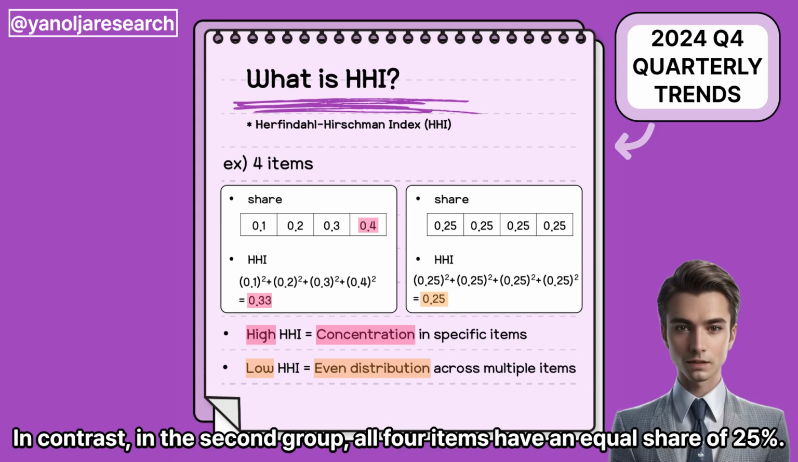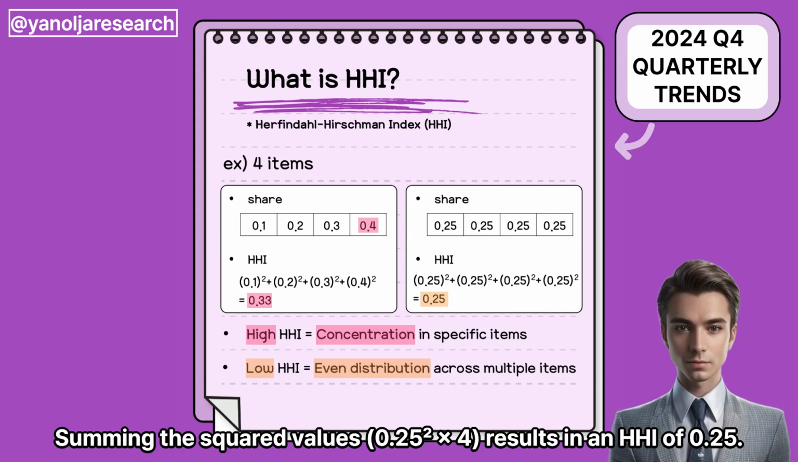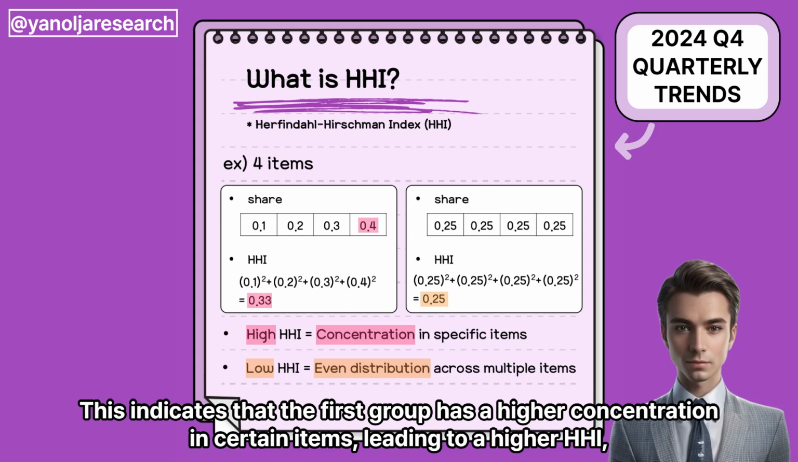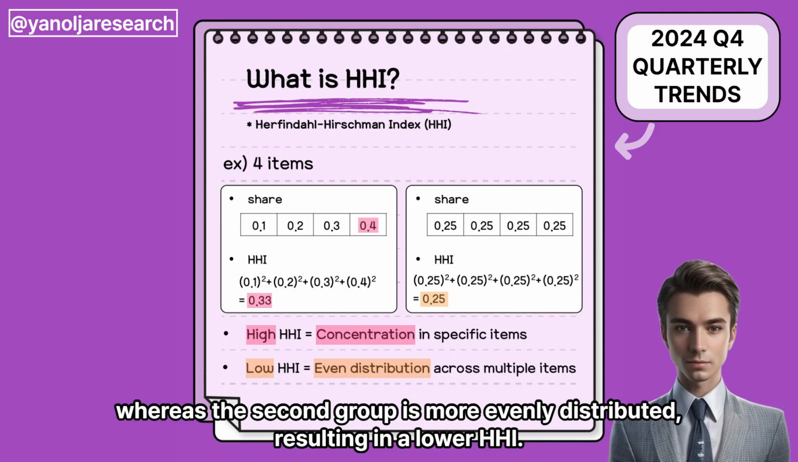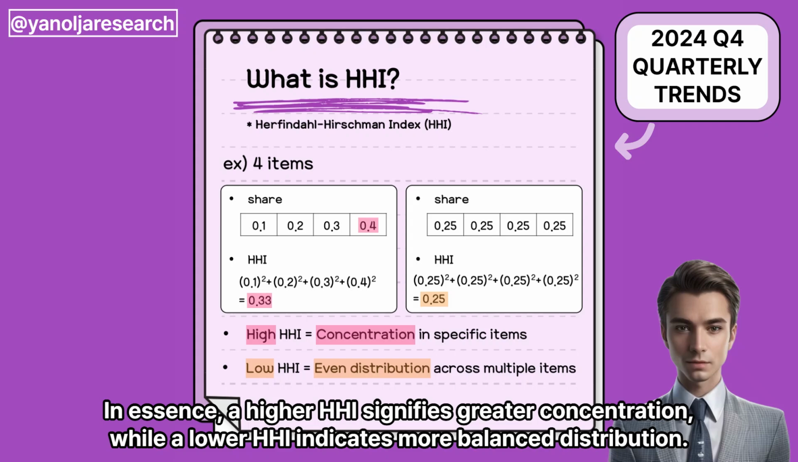In contrast, in the second group, all 4 items have an equal share of 25%. Summing the squared values results in an HHI of 0.25. This indicates that the first group has a higher concentration in certain items, leading to a higher HHI, whereas the second group is more evenly distributed, resulting in a lower HHI. In essence, a higher HHI signifies greater concentration, while a lower HHI indicates more balanced distribution.